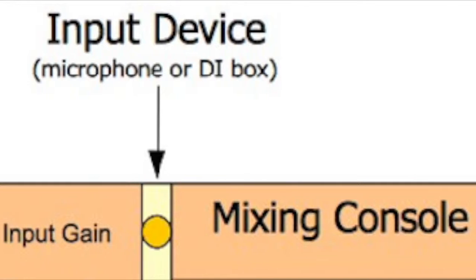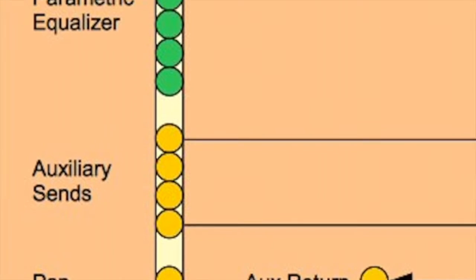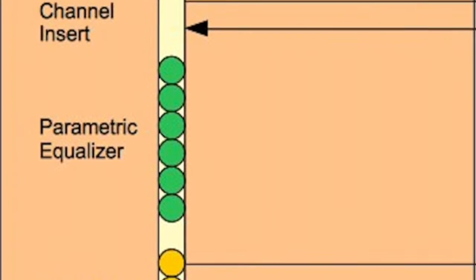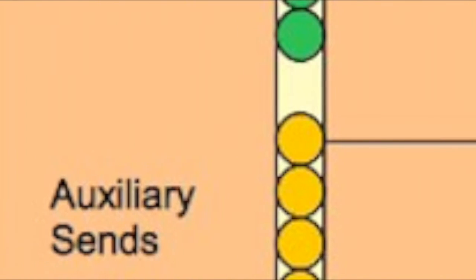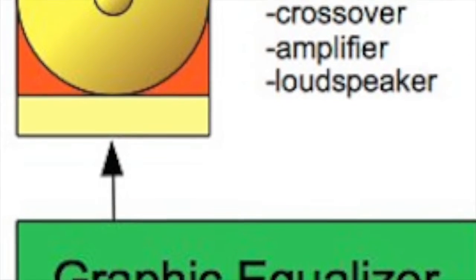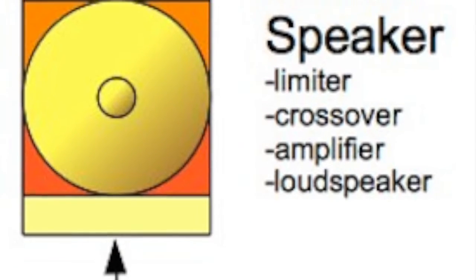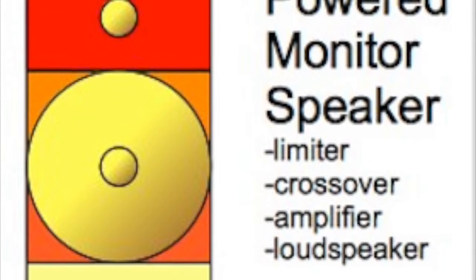The signal comes from a microphone or DI into a channel on the mixer. After adjusting the gain, the signal can then be sent to the graphic EQ. The graphic EQ is used to reduce unwanted frequencies in the room. At this point, the signal can then be sent to the monitor amp.